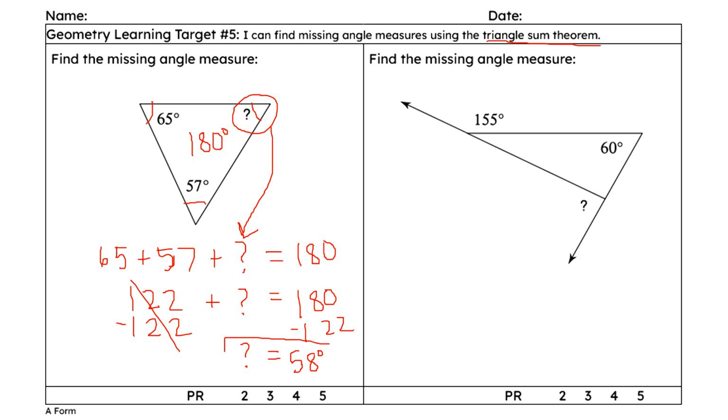Now you can double check if you're correct using a calculator. Make sure that 65 plus 57 plus the unknown 58 has to add up to 180. If it does, then you've got it. Now let's look at the next problem.